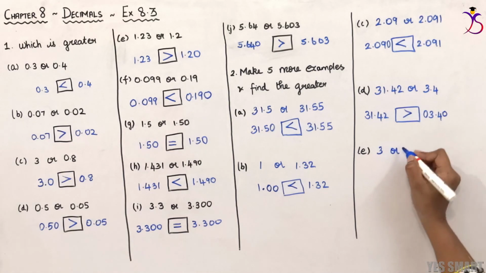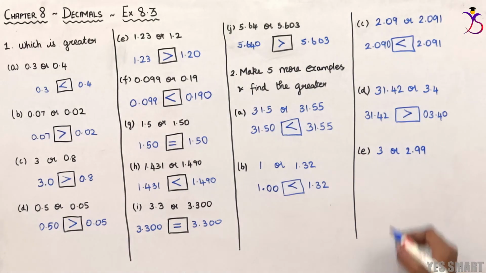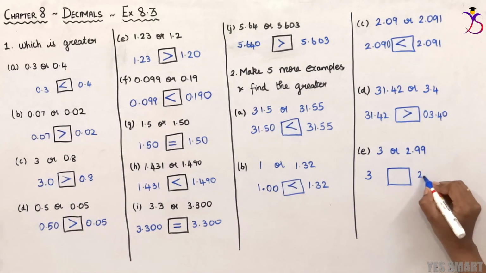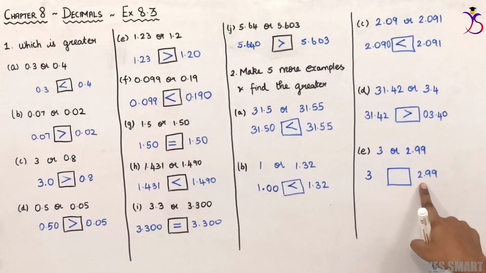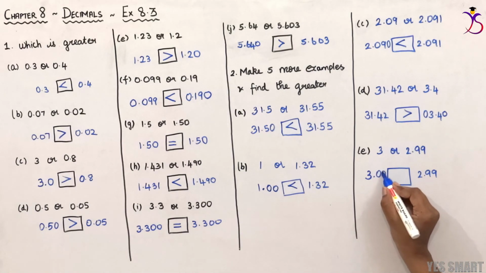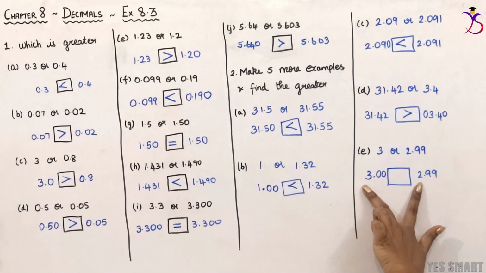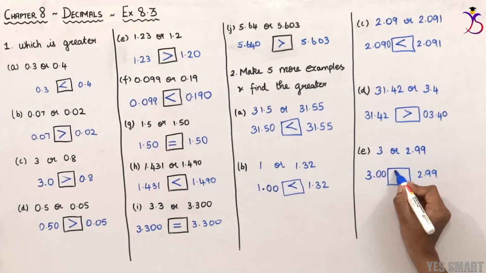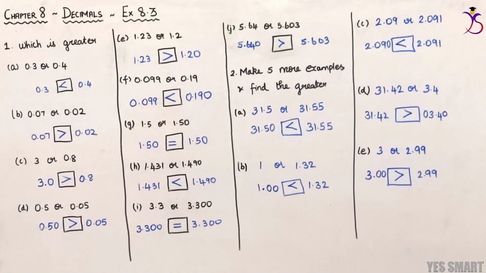Now let's take the last example, 3 or 2.99. Let's add two zeros so that they both become like decimals. Let's compare the whole part. Here we have 3, here we have 2. Obviously 3 is greater than 2. Therefore 3.00 is greater than 2.99. With this, we have completed this exercise.